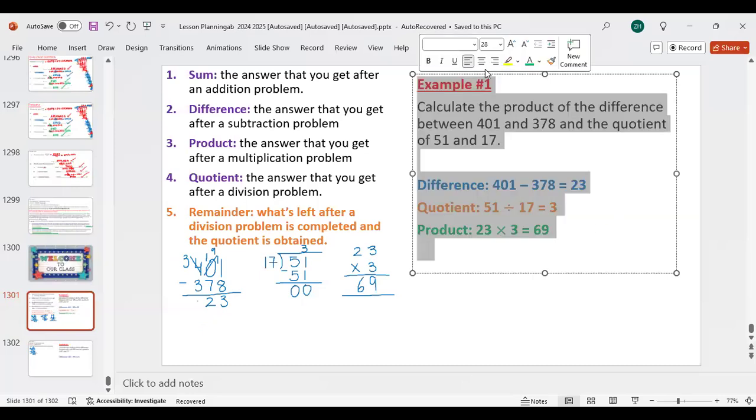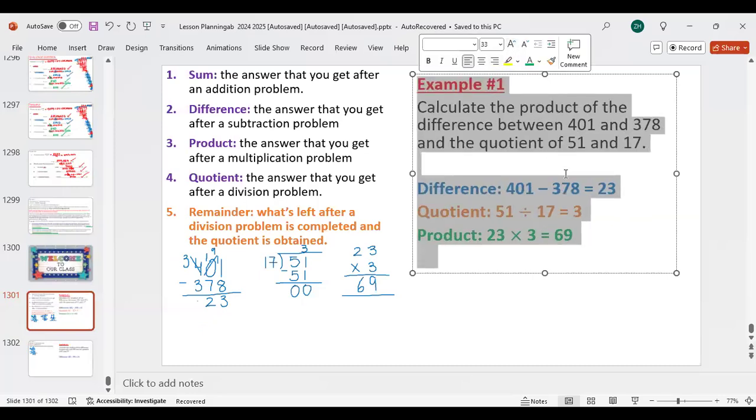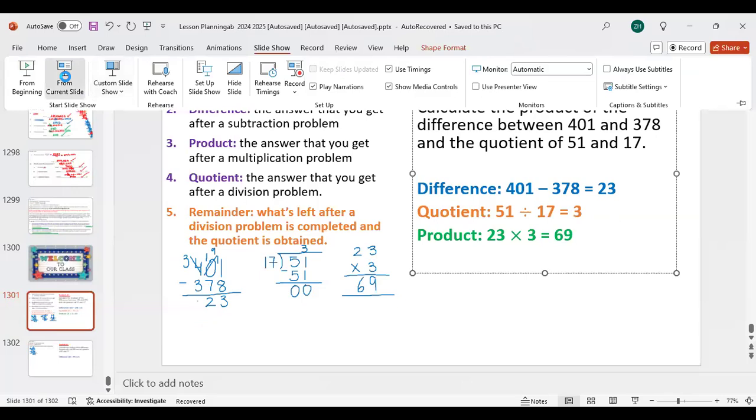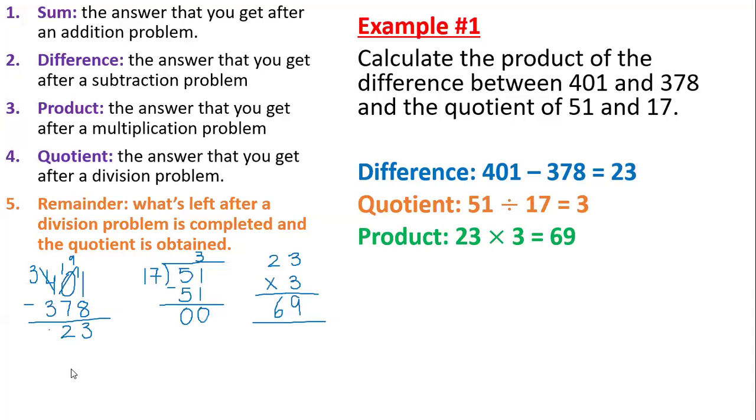All right. Do you all understand this? You all understand how we got 69? Let me know. Yes, sir. How do we get to the product part? So we took 23, the answer we got for the difference, and the answer we got for the quotient. We took those two and we multiplied them. That's how we got 69.